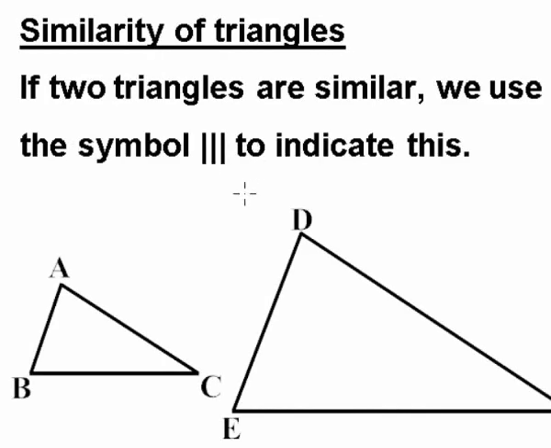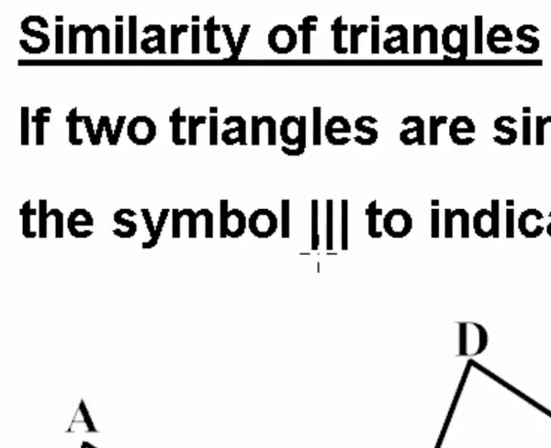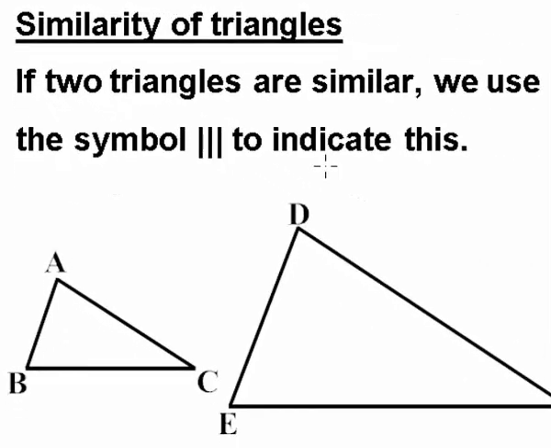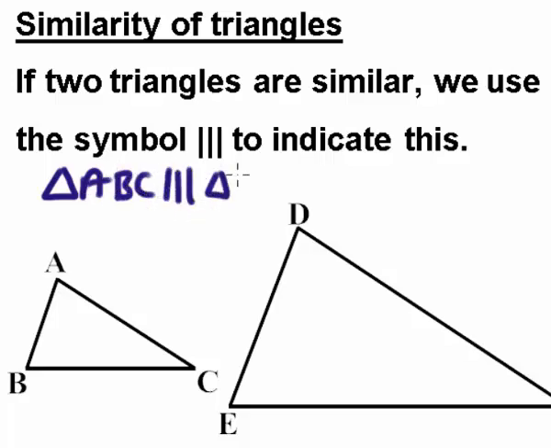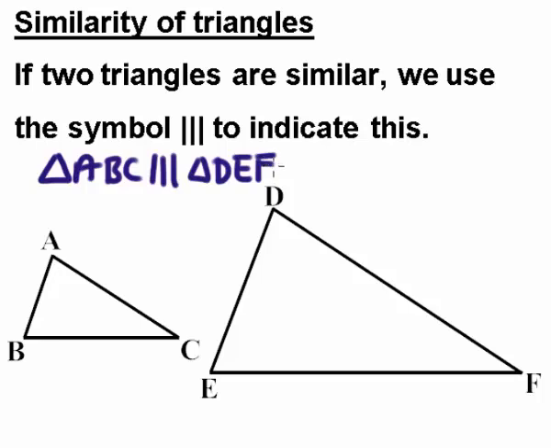Okay, matrix, in this lesson we're going to be focusing on a fascinating theorem called the similarity theorem. We're going to be focusing on similarity of triangles. If two triangles are similar, we use the symbol of 3 vertical lines to indicate this. We would say that triangle ABC is similar to triangle DEF. That's the notation we use. But what does this mean, that two triangles are similar?